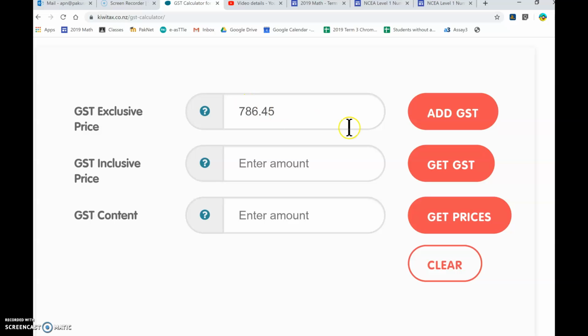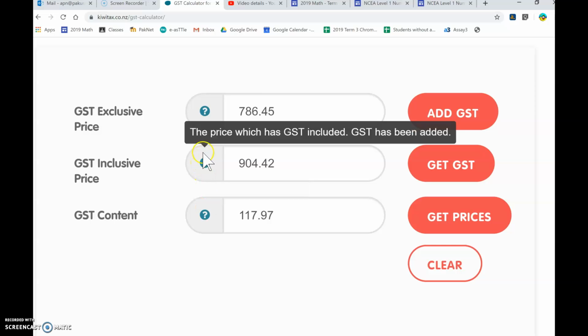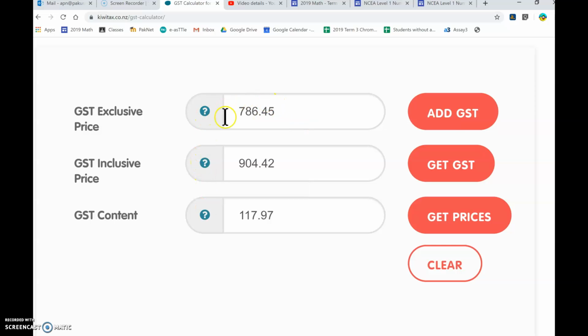The most common thing you probably get is to go from being given an exclusive amount, so maybe something like that, and you need to add the GST. So to get this number, oh, amount of GST only, look at that, isn't that clever? You're going to times by 15 and divide by 100 to get the GST amount. And getting from here to here, we're just multiplying by 1.15.